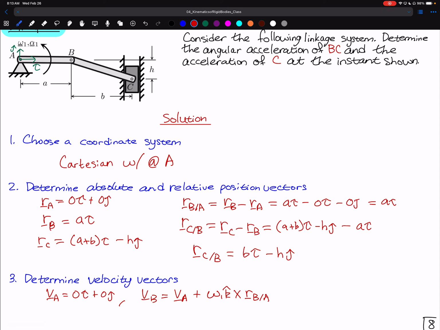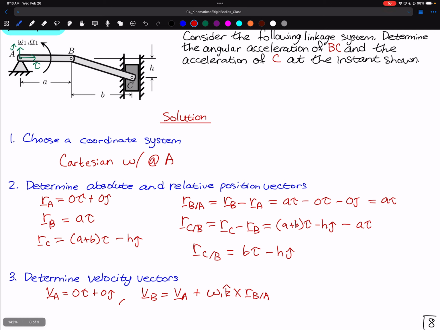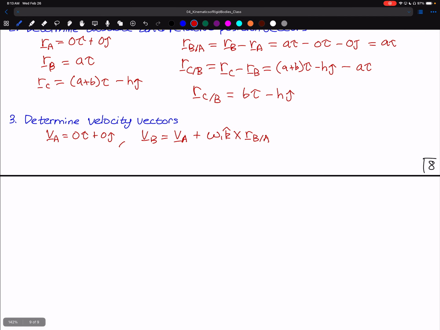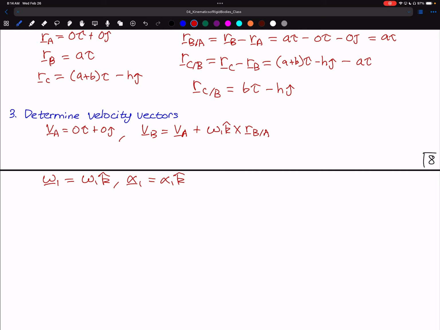We are given, although I didn't explicitly state this, omega 1 and alpha 1, meaning that they would be known quantities in this case, whereas omega 2 and alpha 2, the angular motion of the link BC, would be unknown. So omega 1 is going to be equal to just a scalar omega 1 in the k hat direction. Alpha 1 will be some scalar alpha 1 in the k hat direction, because we're only dealing with plane motion right now.